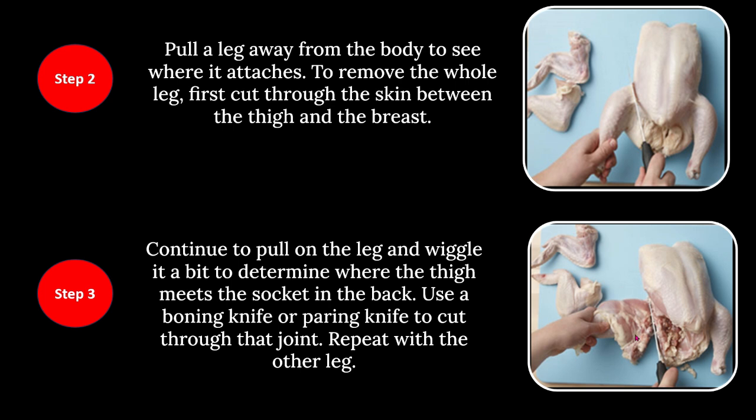Once you bend the leg, you can find that the ball socket is visible. Once this ball socket is visible, that is the area of the joint. Now you just pass the sharp knife. You can use a boning knife or paring knife to cut the leg through the joint and repeat the process for the other leg as well. So your two legs will be separated by that time. Clear?